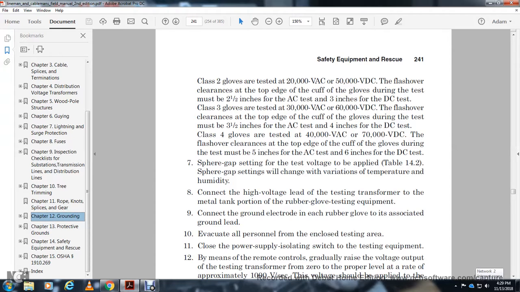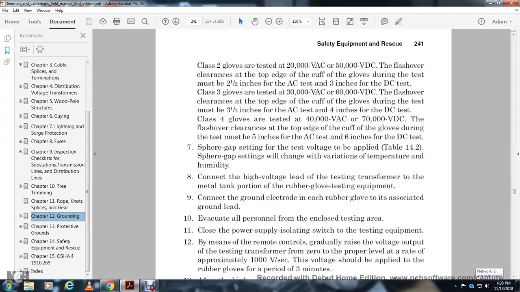Evacuate all personnel within the enclosed testing area, then close the power supplying isolating switch for the testing equipment. The remote control ground raise lead with the voltage output. The testing transformer is raised from zero at a rate of approximately 1,000 volts per second. The voltage should be applied to the rubber glove for a period of 3 minutes.